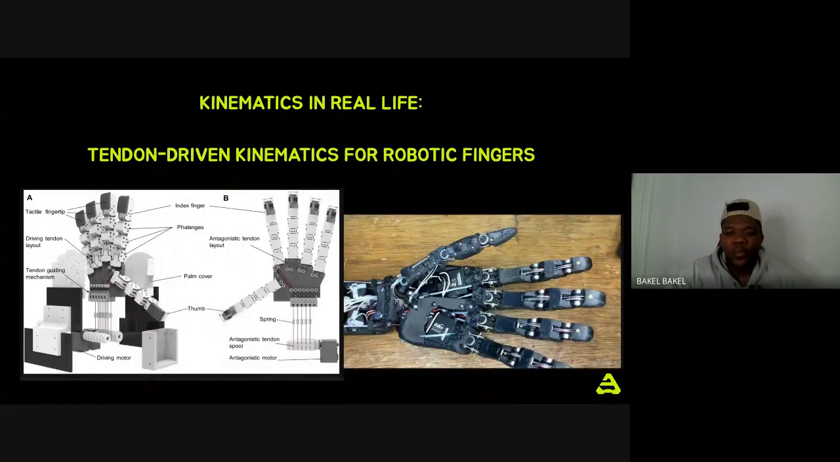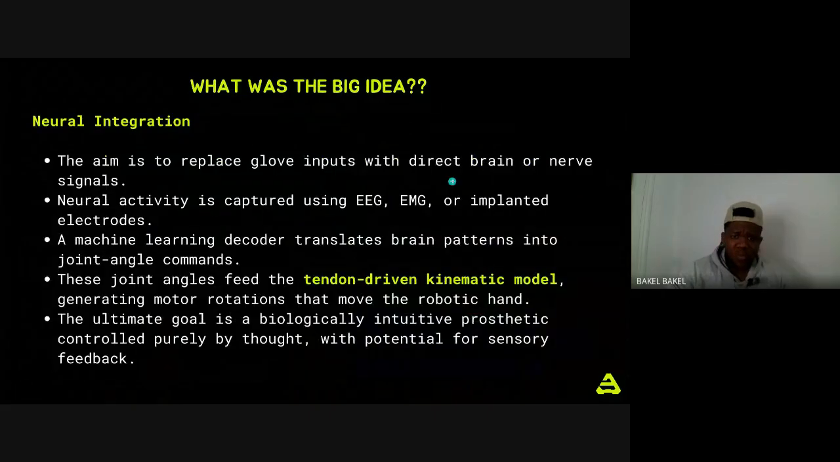Now the next slide. So what really happened? What was the goal of this real life project? It's one of the frontiers in robotics, cognitive robotics. We want to be able to use our brain to control the robotic arm.